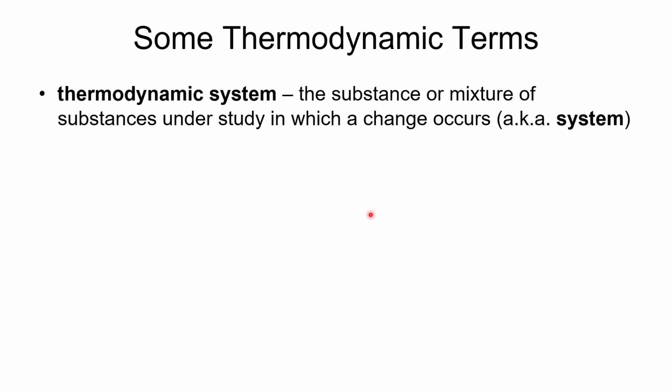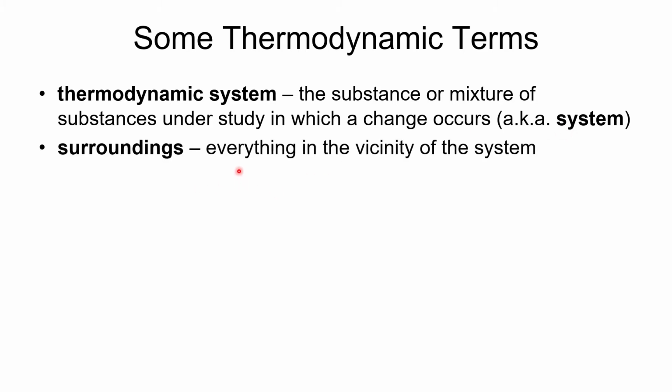So we want to look at a few thermodynamic terms. One is a thermodynamic system. This is the substance or mixture of substances under study. It's the chemical system, or just sometimes called the system that we're studying. It doesn't include things that are next to it. It doesn't include the flask. It usually just includes the chemicals that we are studying.